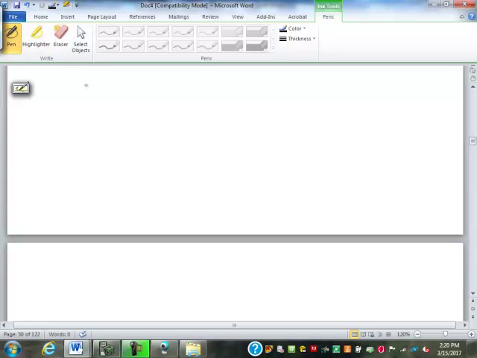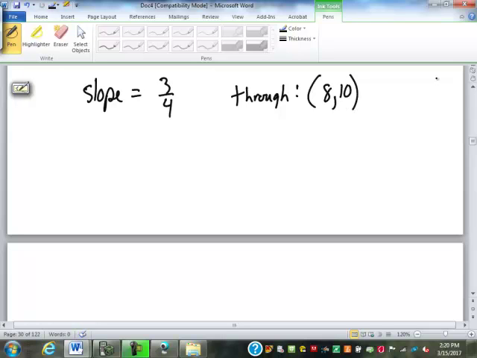I want you guys to try one, see if you can get this. So if I give you that the slope is 3/4, and the line goes through the point 8, 10. Find the equation of that line for me, quick. I'll give you a couple minutes.